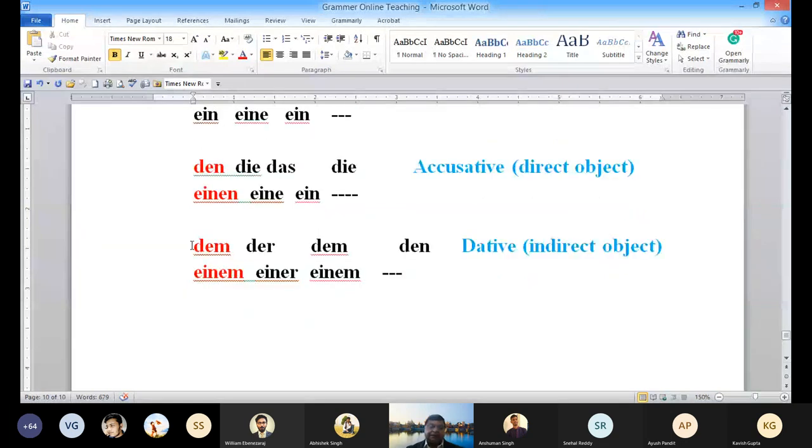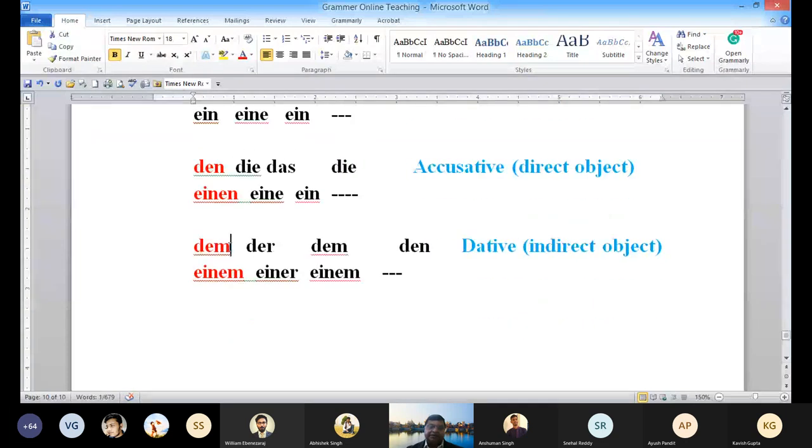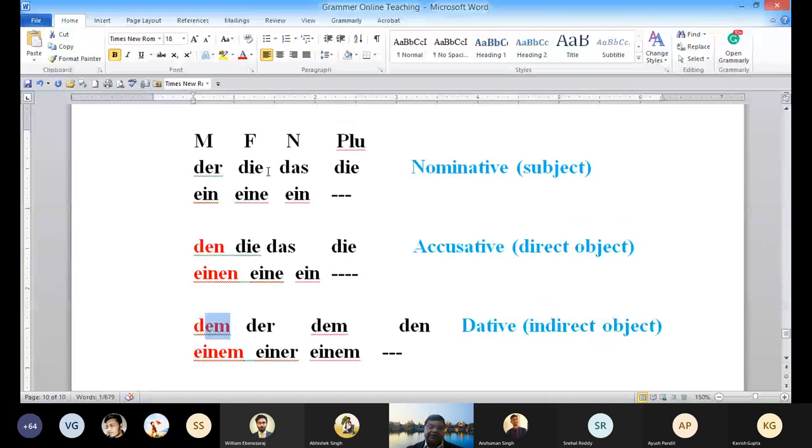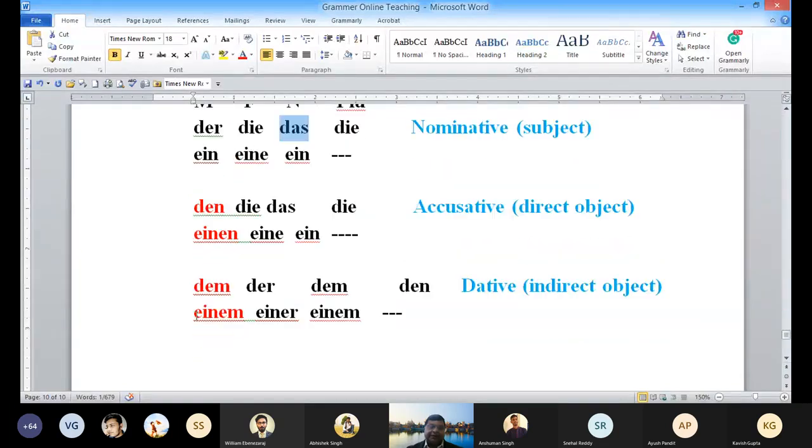And now the third row is telling that if you have any indirect object, then further article change will be there. That means this masculine der is going to change into dem. This feminine die is going to change into der. This das is going to change into dem. Similarly, this ein, eine, ein will be changed to einem, einer, einem.